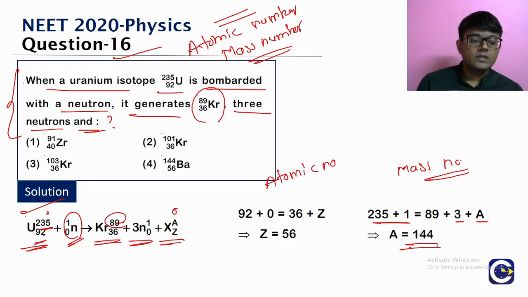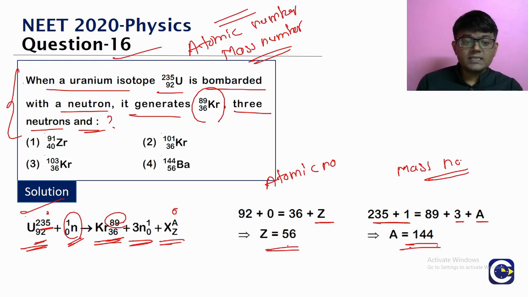And on the atomic number side, what is the atomic number? Here we have 92 plus 0. Why 0? Neutron atomic number is 0. On the final species side, what we are having? 36 is the atomic number of krypton. Neutrons will not have any atomic number. Atomic number of the unknown species is Z. So Z will be coming as what? 56. So what is the species? It is having atomic number 56, and what is the mass number?